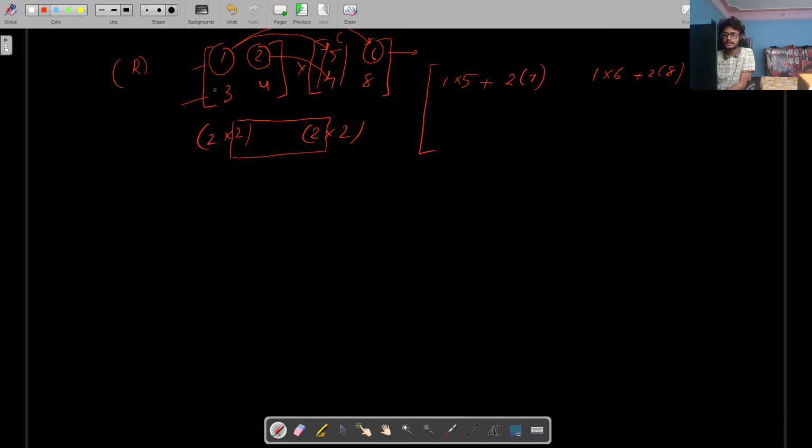Now when we consider the second row, we take the second row here and the columns. So 3 into 5, the first element of the second row multiplied by the first element of the first column, plus 4 into 7. Now we go to the second column. So 3 into 6 plus 4 into 8. This is how multiplication is done.